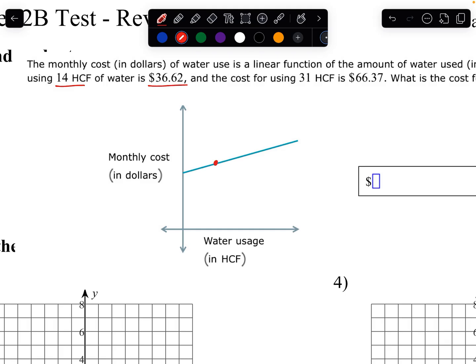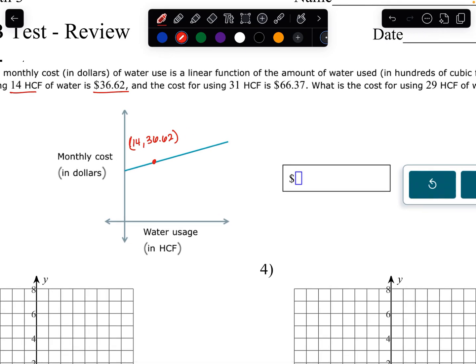So I'm just going to make a point. I know it might not be accurate, but this point right here would be the point of 14, 36.62. And then for 31, so I'll put this one over here. So we'll call this 14, we'll call this 31. So this would be the point 31 and then 66.37. So we have two data points on this, but what is the cost for using 29? So 29 would be somewhere like right here. So I know that this is 29, but I don't know what the cost is right here.